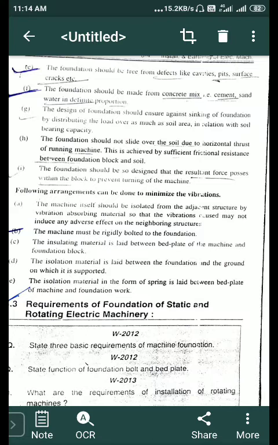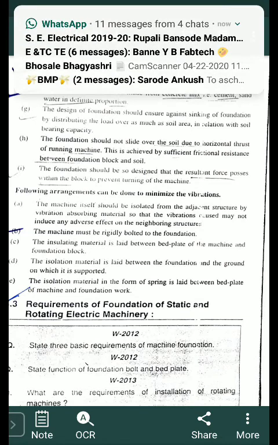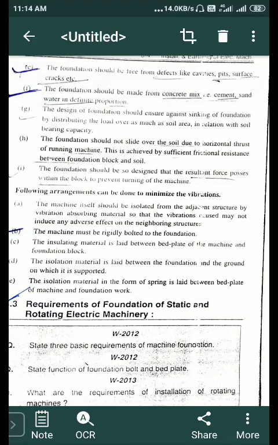And the next point is the foundation should be designed so that the resultant force falls within the block to prevent the turning of the machine. This means you have to use the block so that your rotating machines should not be moved and cannot create any critical situations during operating conditions. Then the following arrangements can be made to minimize the vibrations. How can you minimize the vibrations?